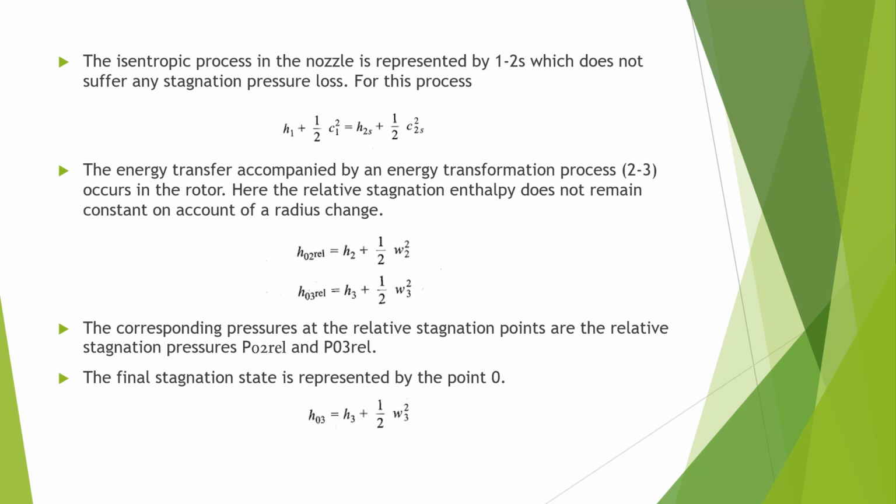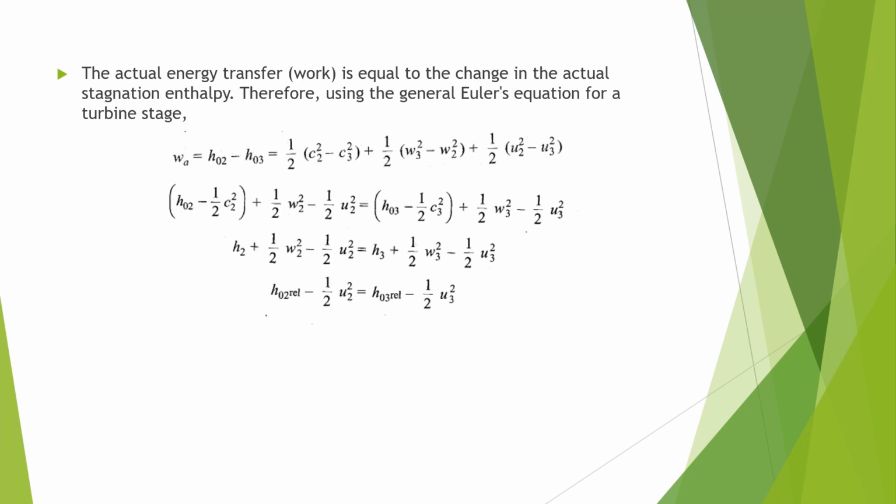The corresponding pressures at the relative stagnation points are the relative stagnation pressures P02 relative and P03 relative. The final stagnation state is represented by point 03. Thus the equation will be h03 is equal to h3 plus half C3 squared. The actual energy transfer work is equal to the change in the actual stagnation enthalpy.